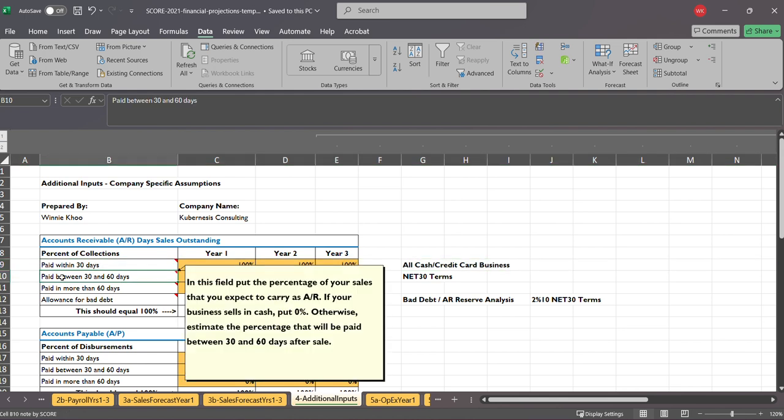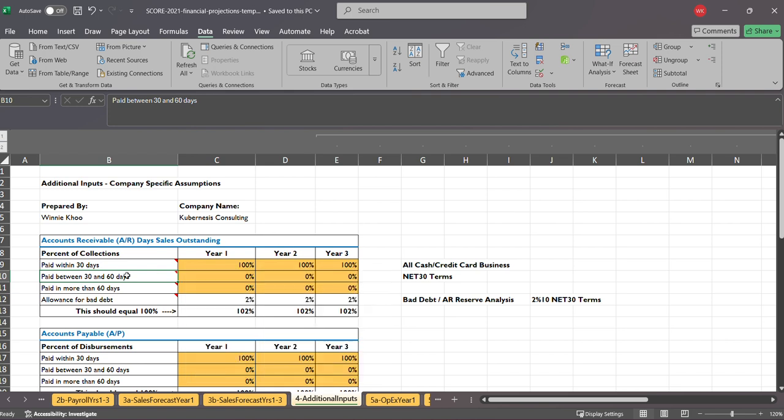Now, paid between 30 and 60 days. In this field, put the percentage of sales that you expect to carry as AR, or accounts receivable. If your business sells in cash, as mentioned before, put 0%. Otherwise, estimate the percentage that will be paid between 30 and 60 days after sale.